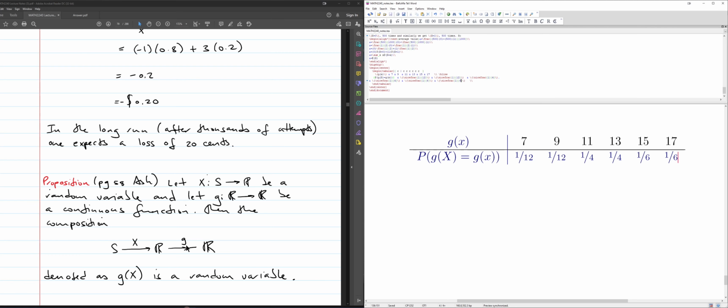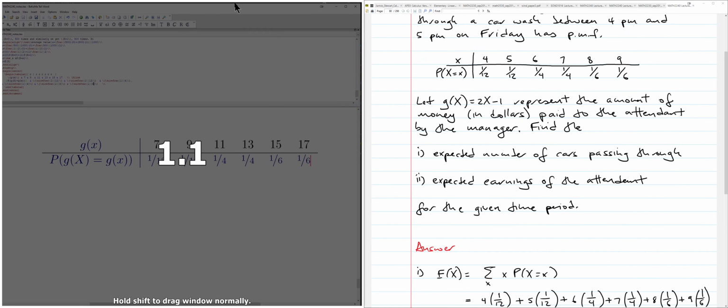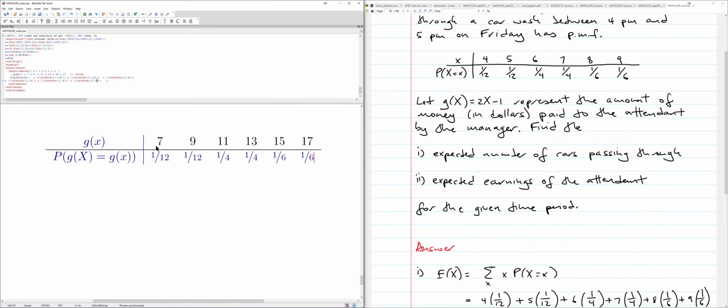If the function g wasn't one-to-one, it would probably be a little more complicated. Anyway, in these simple examples, when your function g is one-to-one, this would be how you would get the PMF of the random variable g of x.